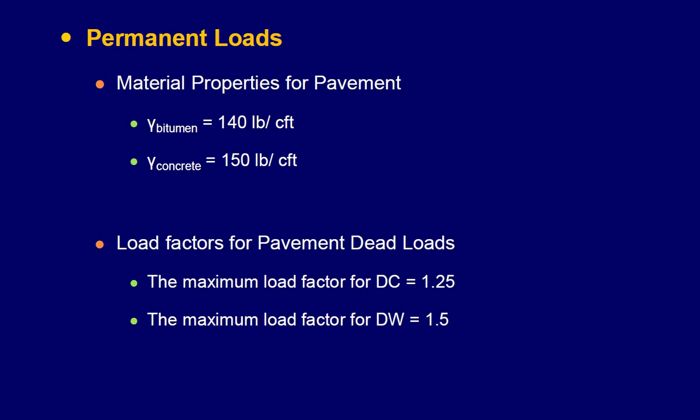so in the permanent loads, for the material properties for pavement, we take bitumen unit weight as 140 pounds per cubic foot and concrete unit weight as 150 pounds per cubic foot. And load factors, we take 1.25 for the concrete or the structural and non-structural components, and 1.5 for the wearing course weight.